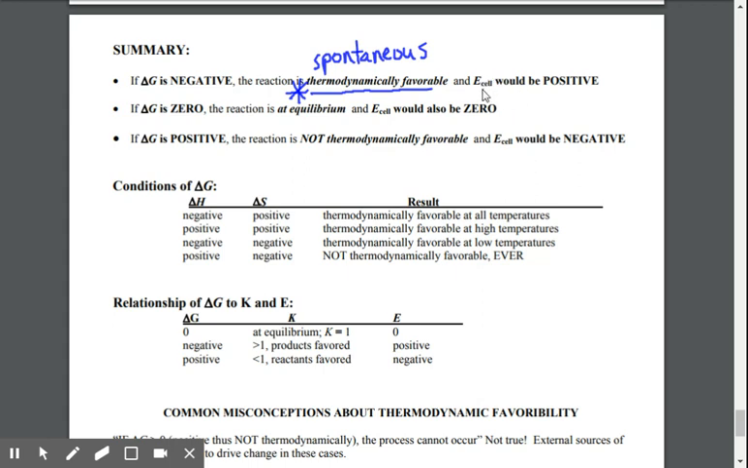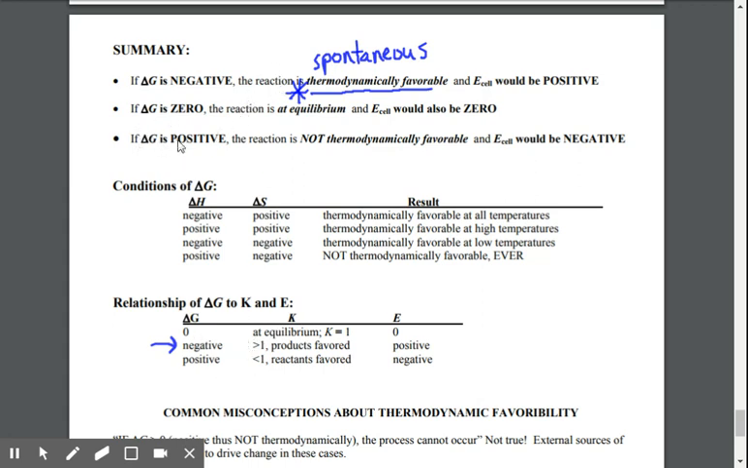Also, if you remember from your electrochem unit, if my delta G is negative, then my E cell is positive. And you'll see that down here at the relationship between delta G, K, and E cell. We'll get to this in just a minute.